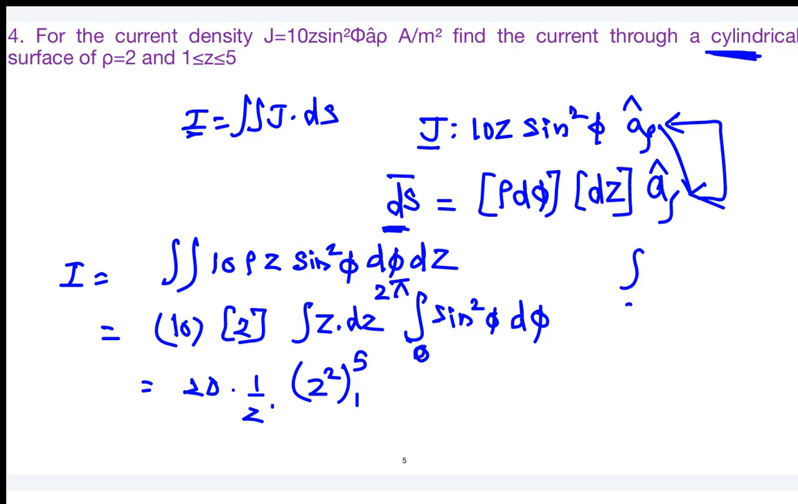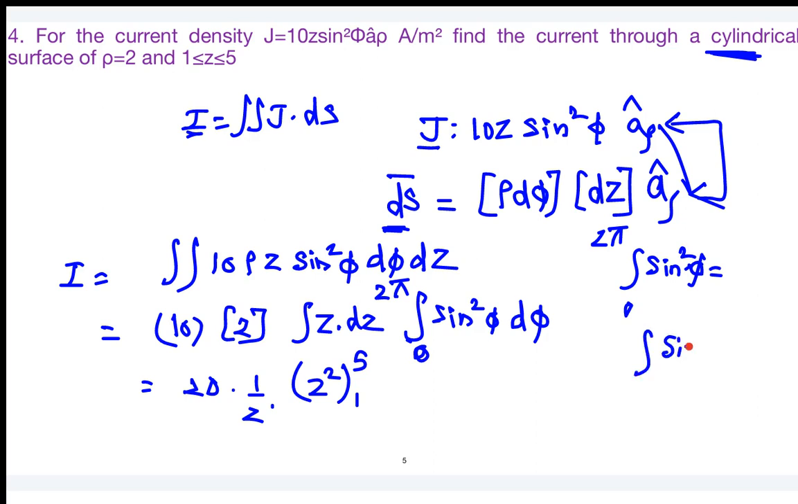So what is the value of the integration of 0 to 2 pi sine square phi? What is the value of that? You can reply. Pi, correct. So not only this one, you try to remember one shortcut.